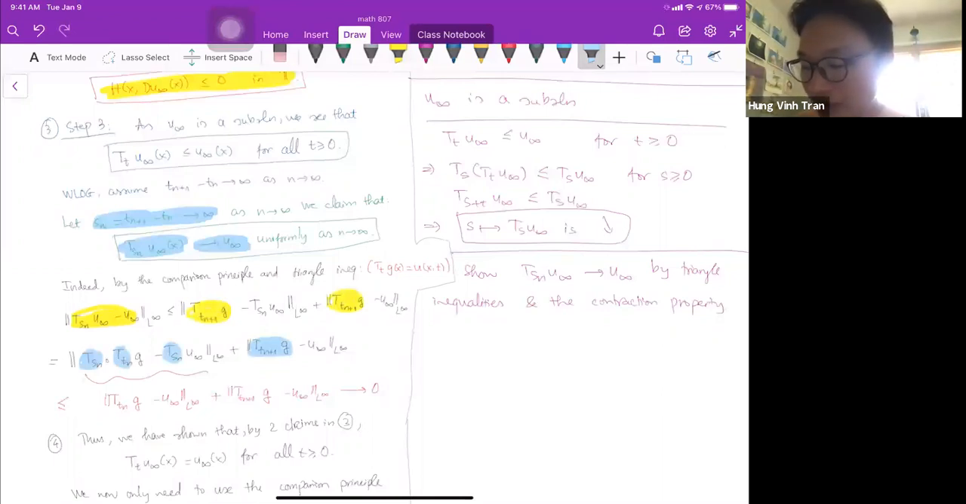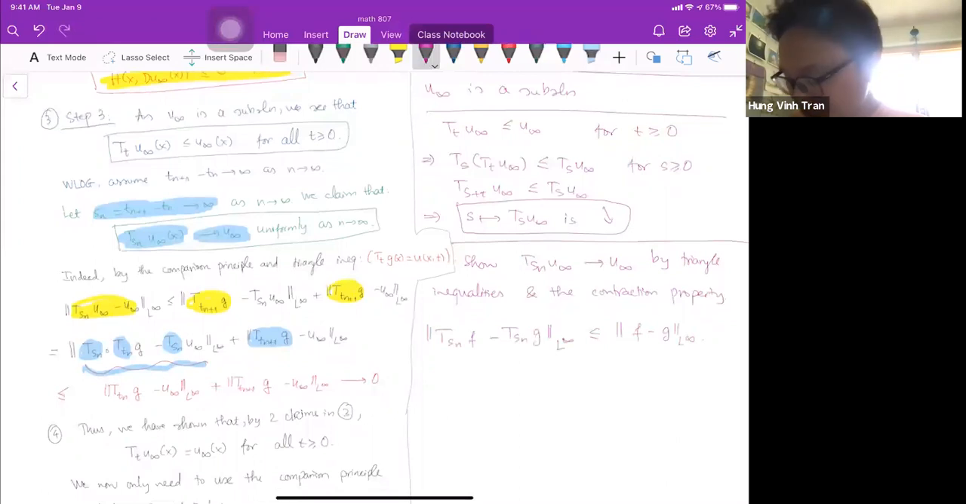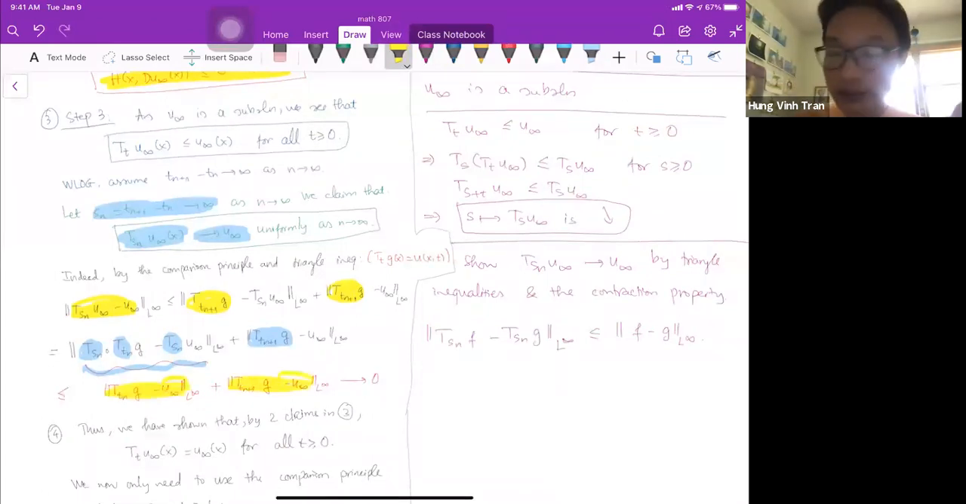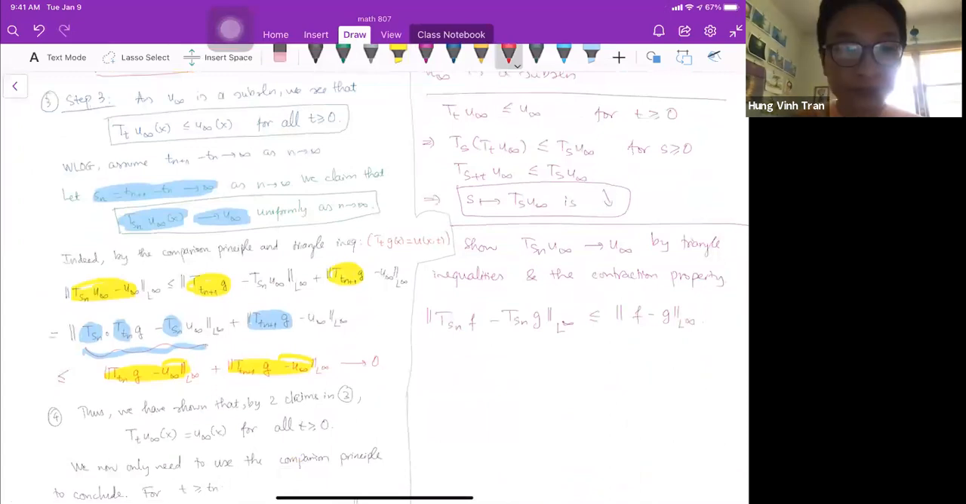For the first term here, I am using the contraction property. Because if it runs in time, T_{s_n} of f minus T_{s_n} of g in L infinity, the contraction property tells me that it's less than or equal to f minus g in L infinity. So the difference is being kept. We proved this one, it is very simple. So then it's less than or equal to T_{t_n} of g minus U infinity plus this one. But we know that u(x, t_n) is converging to U infinity. And u(x, t_n) is nothing but T_{t_n} of g, because g is the initial data. So because of that, we have this convergence. So we are done with proving. Thus we get T_{s_n} of U infinity converging to U infinity.